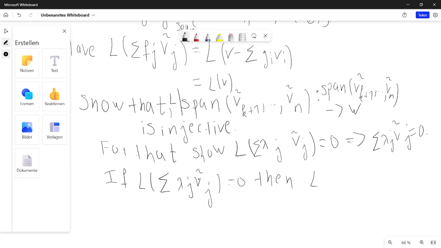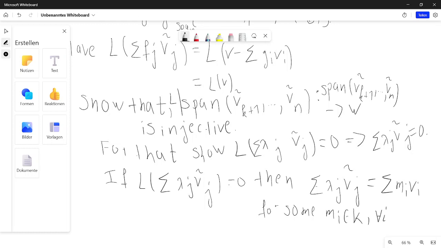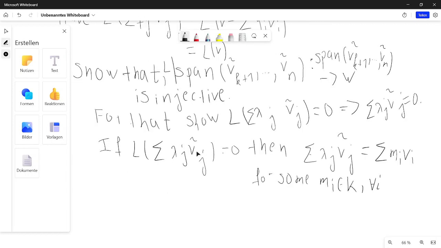Since that is a basis of the kernel, and that is an element of the kernel, we have that thing for some mu_i, right? That was the basis of the kernel, for some mu_i, with i from 1 to k, right?